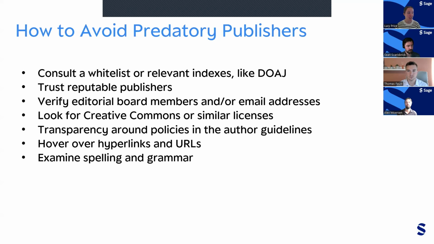Transparency around policies in the author guidelines. Author instructions should clearly state the journal's ethical and peer review guidelines, as well as the article processing charge. If any of this information is missing, exercise caution.